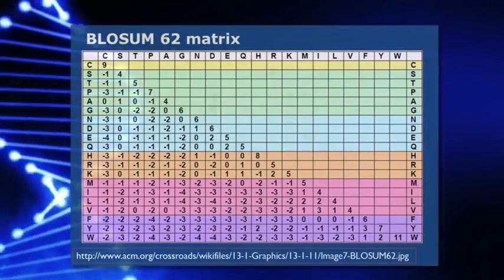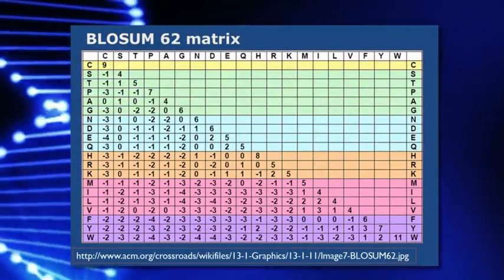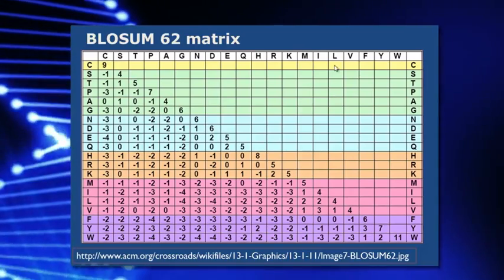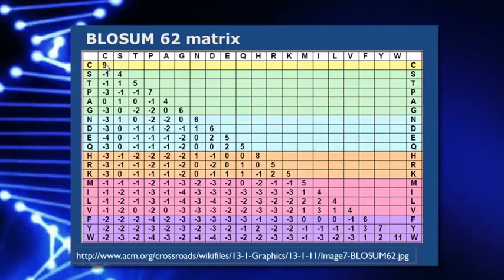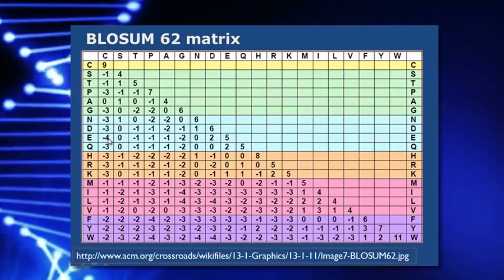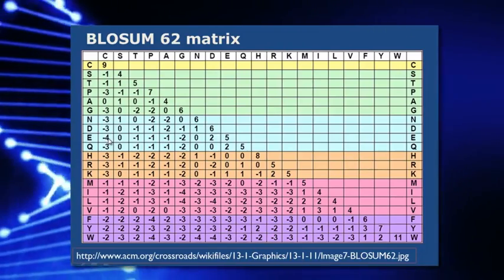Okay, so here's a substitution matrix, and this basically is a scoring mechanism for every single amino acid pair. So when a C is paired with a C, it scores 9 points. When a C is paired with an E, that's very different in chemistry, that scores a -4.